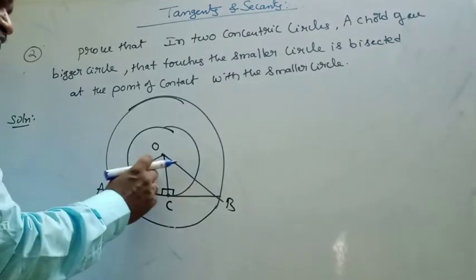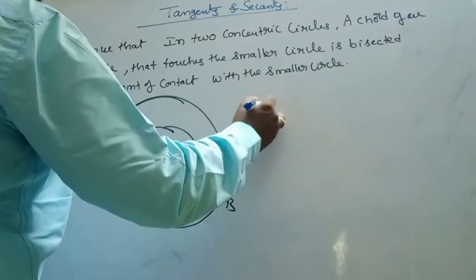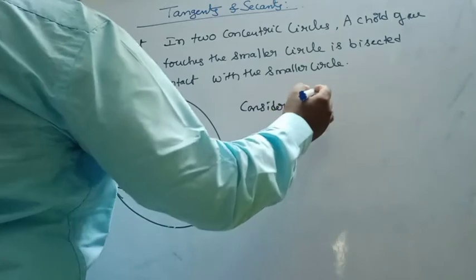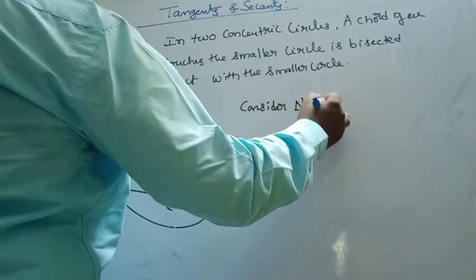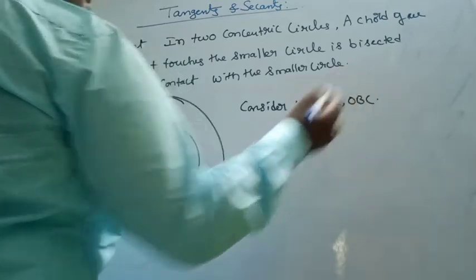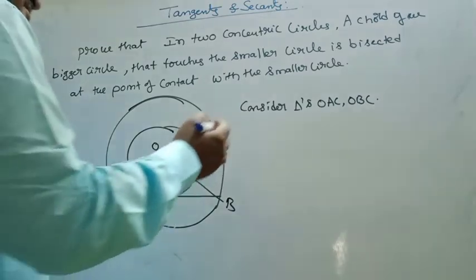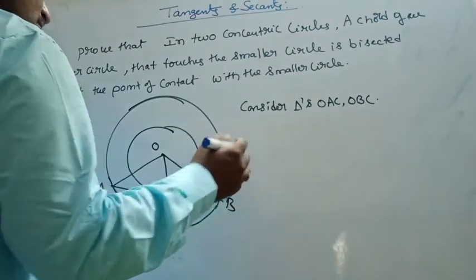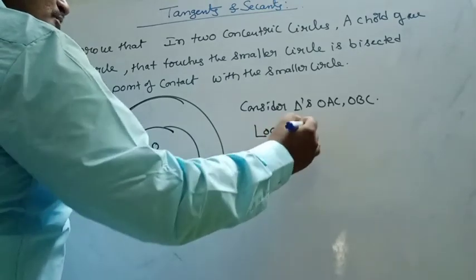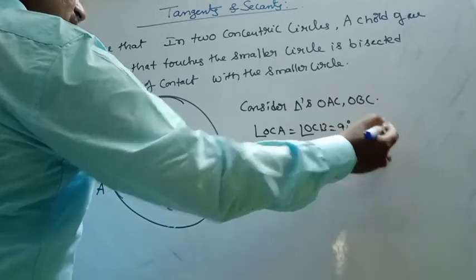Now if we prove that these two are congruent, then let us consider triangles OAC, OBC, like this. Consider triangles OAC, OBC. In this, you see, my dear students, angle OCA is equal to angle OCB, that equals 90 degrees. That is the right angle.